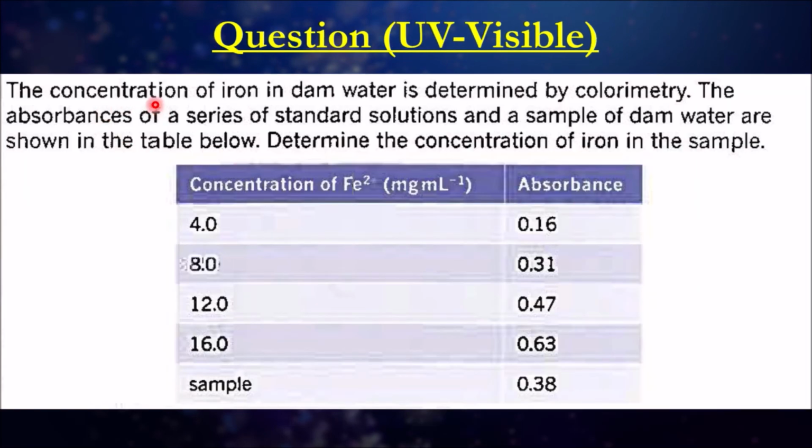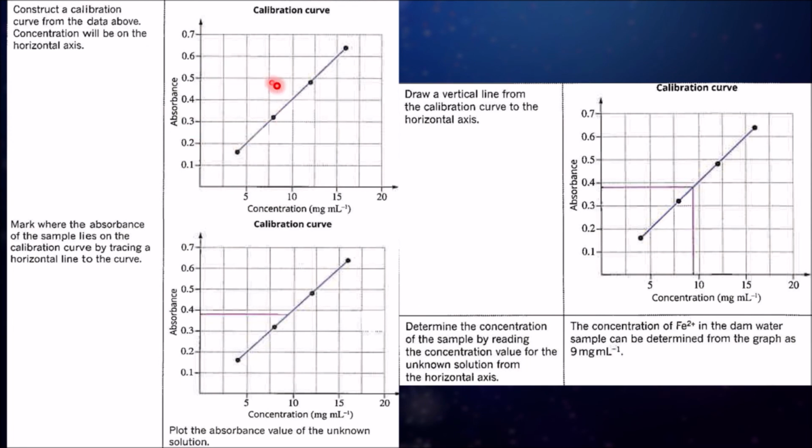So let's, for example, use this question here. The concentration of iron in dam water is determined by a colorimeter. The absorbance of a series of standard solutions and a sample of dam water are shown in this table. Determine the concentration of iron in the sample. What you need to do is graph this out, absorbance over concentration. And so these are the graphs that you can get, okay?